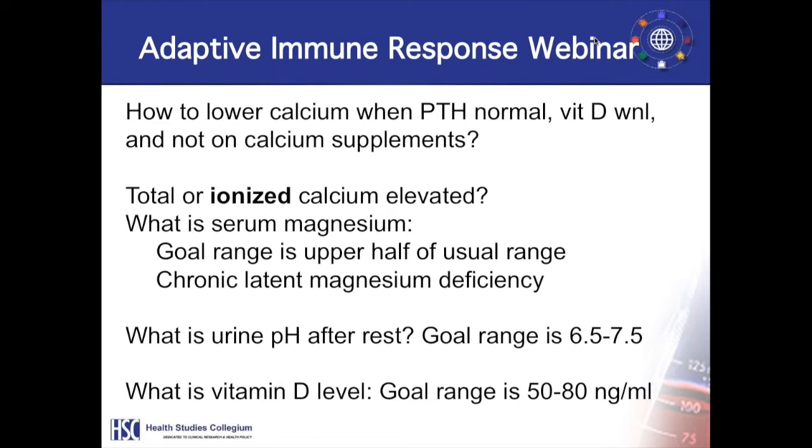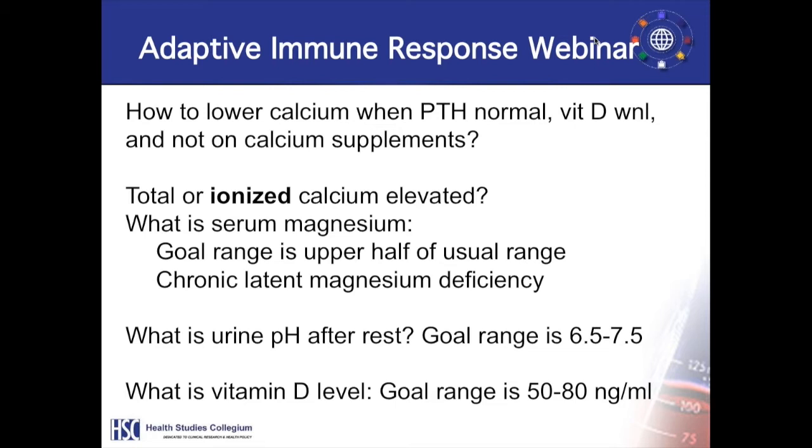And this condition is called chronic latent magnesium deficiency, CLMD, chronic latent magnesium deficiency. And if the serum magnesium is in the lower half of the usual range, the person is likely to be deficient in magnesium and have a relative excess of calcium. So the second question is, what's the serum magnesium?